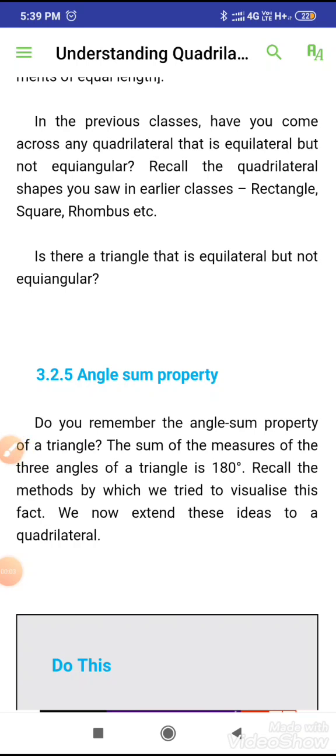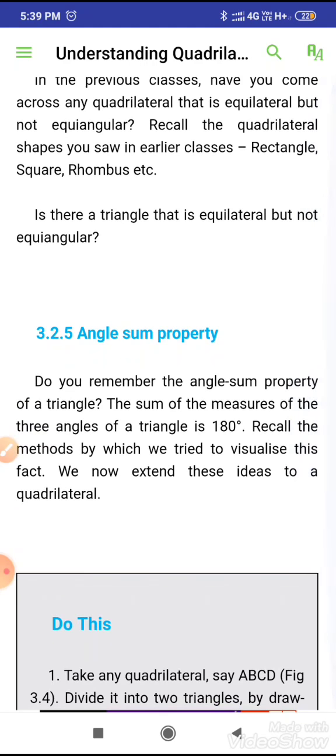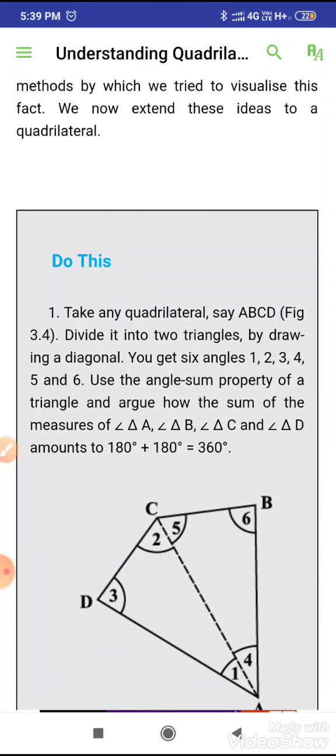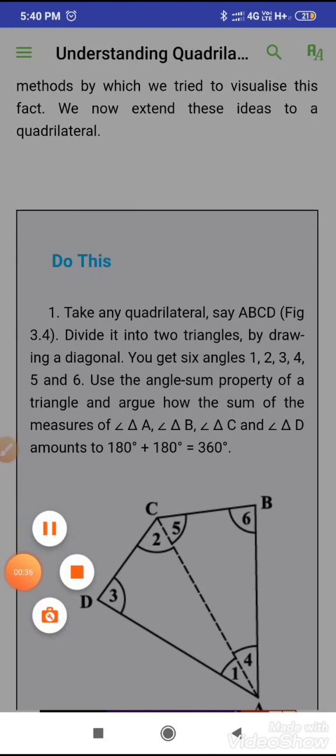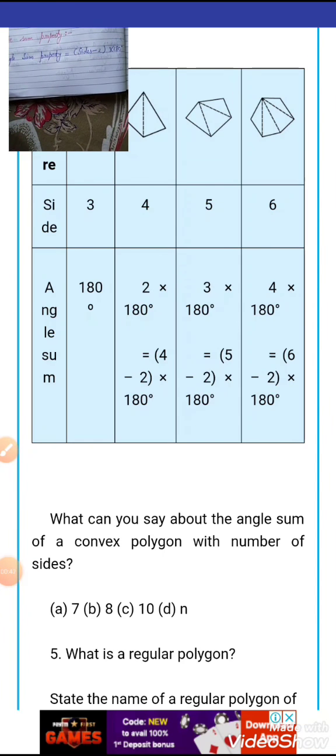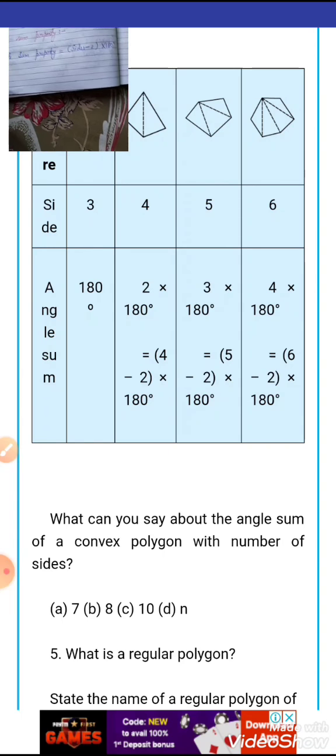Angle sum property. You already learned about the angle sum property of a triangle. In the case of a triangle, the sum of the measures of the three angles is 180 degrees, and this property is known as the angle sum property for a triangle. But in 8th class, you learn about the angle sum property of polygons. For this, here is a formula to calculate the sum of interior angles. The formula for the angle sum property is: (sides minus 2) multiplied by 180.